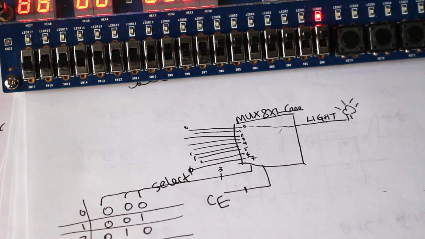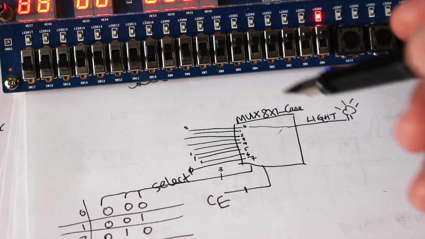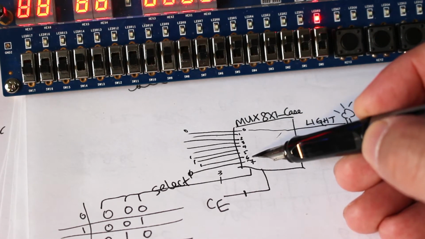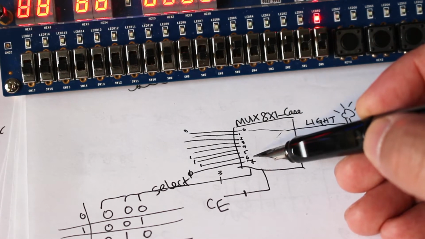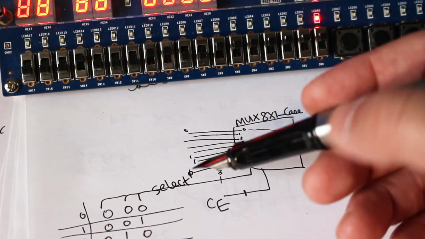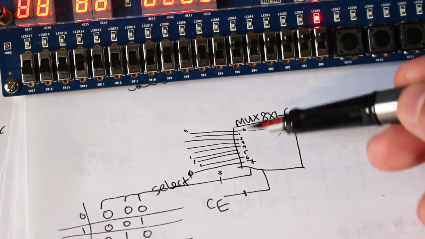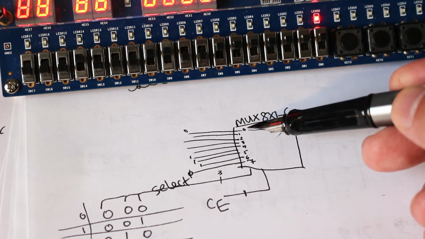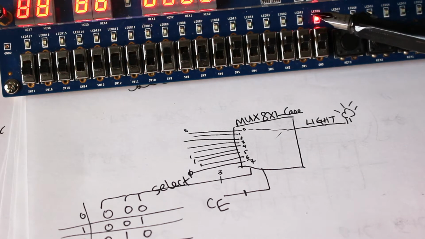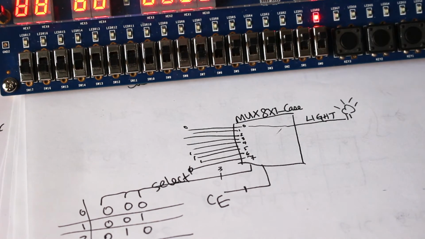Okay, so this is gonna be an 8x1 multiplexer. And here I have 8 inputs from 0 to 7. And then when my chip enable is on, based on the selection that I'm going to make, it will connect one of the inputs to the outputs. In this case, an LED that's here. So let's try it out.